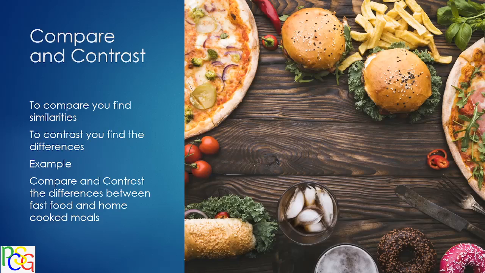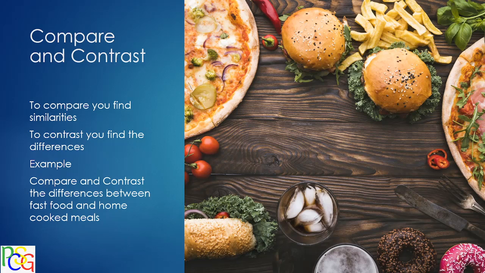Alright, the next form of expository writing is comparing and contrasting. And here I have a little activity you could do while I go through it. To compare, you find similarities, and to contrast, you find differences. So if I were to say compare and contrast fast food and home cooked meals, I'm going to give you a second to do that.